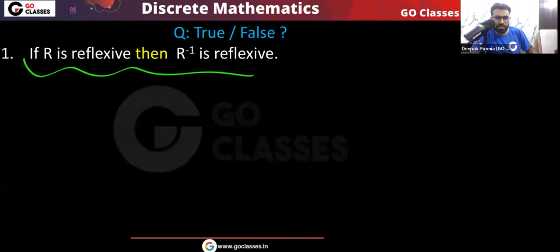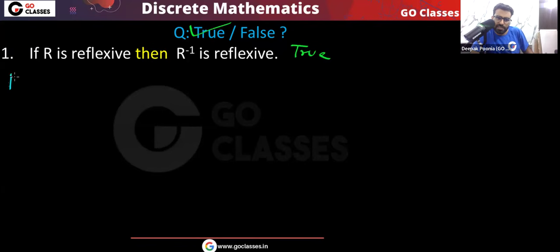Let's see the first statement. If R is reflexive, can I say R inverse will be definitely reflexive? Is this statement true or false? Yes, this statement is true. Very easily you can prove it. Let's see the proof.